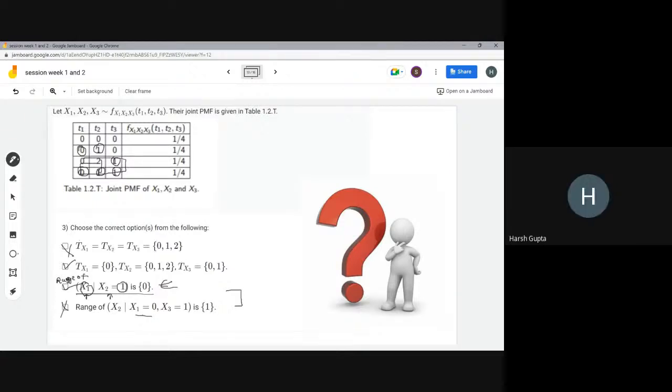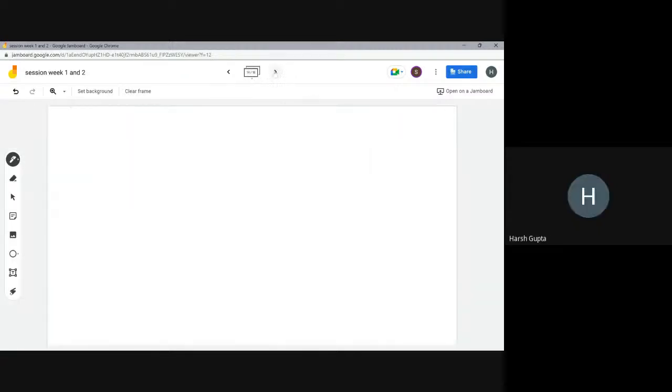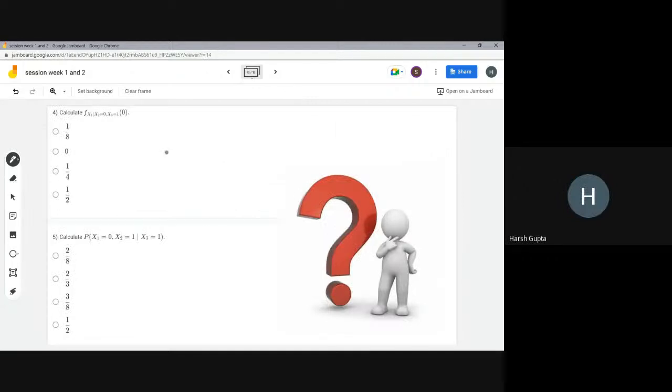Now you will see the probability table something different. You will see that this is the joint, this is the marginal, this is the conditional, this is the range. Okay. So the main thing that I want to convey is how to see a probability table. Yes, sir. Okay. Now we will move forward to our next question that is related to that one.